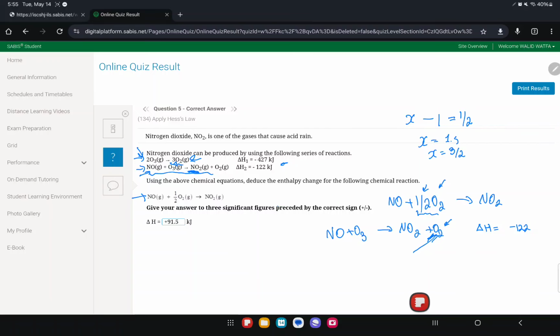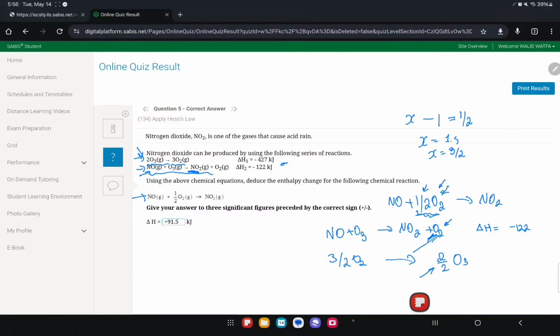Okay, 1.5 is 3 over 2. So that means I need my coefficient of O2 to be 3 over 2, right? So it's going to be 3 over 2 O2. Okay, so I'm writing it now in the reactants. Why am I writing it in the reactants? Because in my final answer, O2 is in the reactants. So I put the O2 in the reactants. So I'm flipping this reaction. So now it's 3 over 2 O2 to produce 2 over 2 O3.